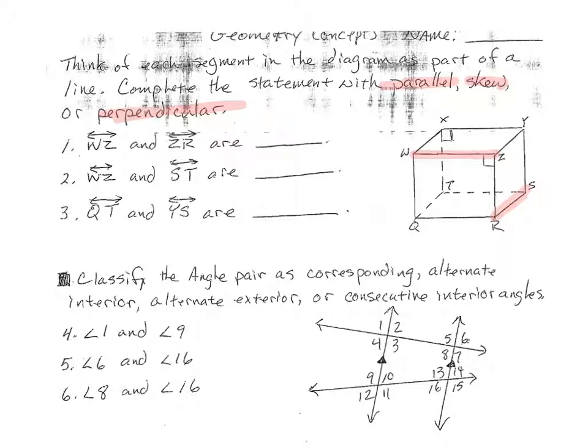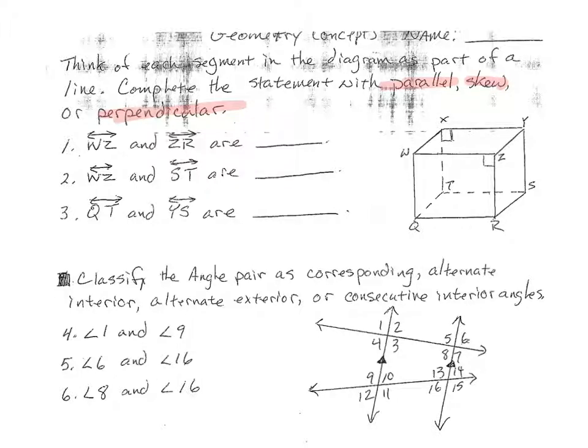Number 2, and I'm going to erase what I did here with 1 and put new lines on here. WZ again, and ST. That's why I screwed up the first time. ST. Parallel, perpendicular, or skew? Let's erase that.